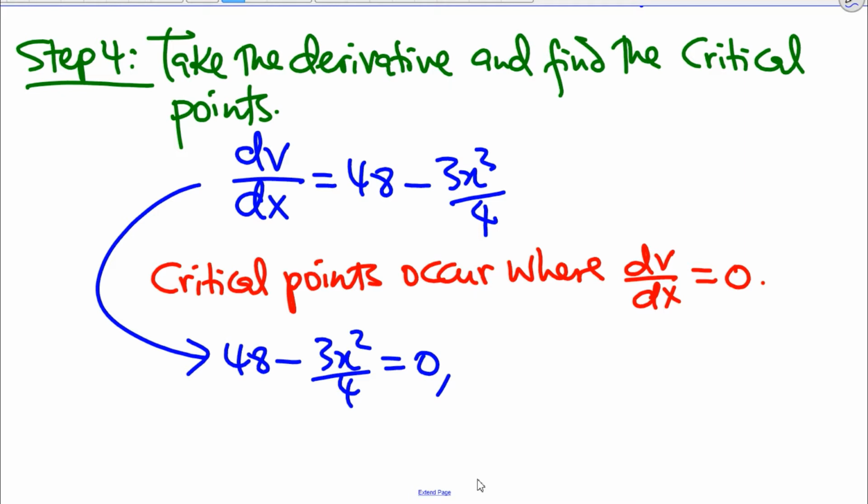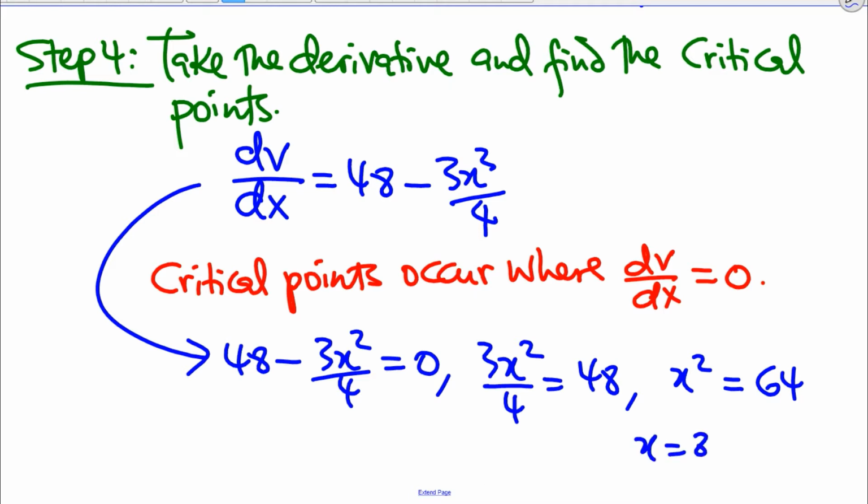And what we'll end up with is 3x squared over 4 is equal to 48, and that will lead us to x squared is equal to 4 multiplied by 48 divided by 3, that will be 64. So either x is equal to 8 or x is equal to negative 8.